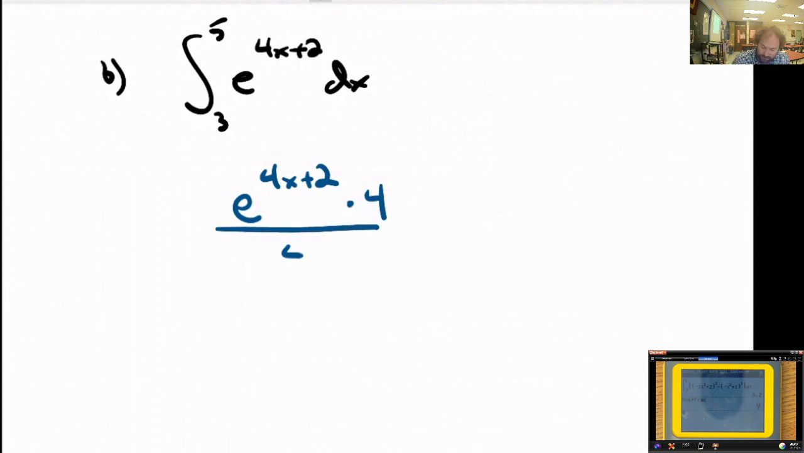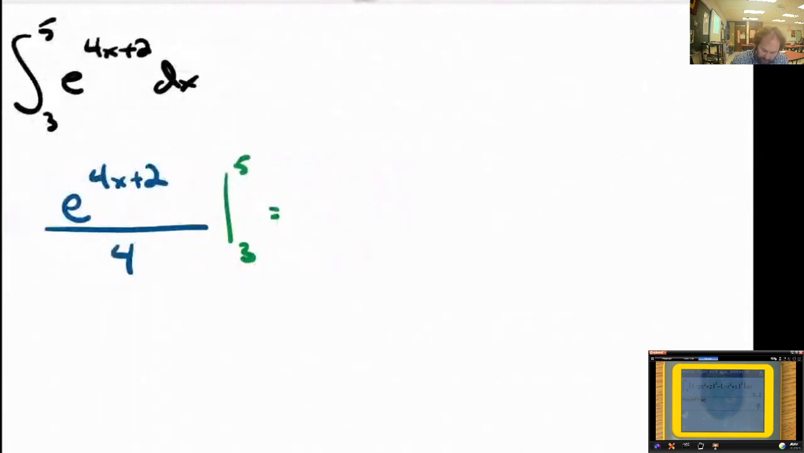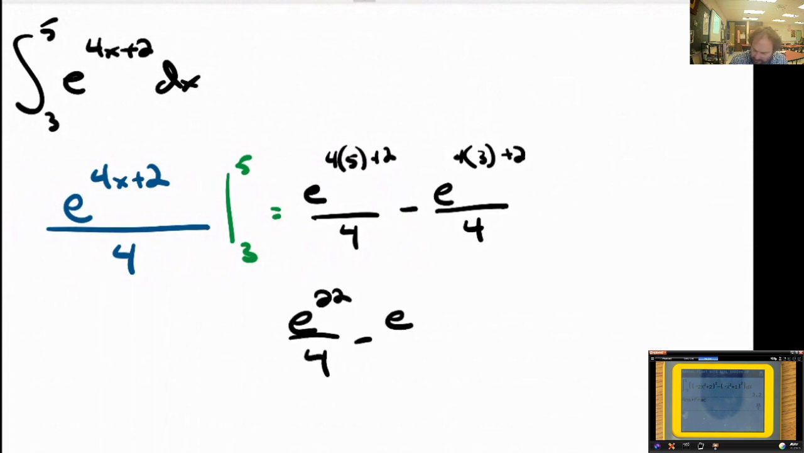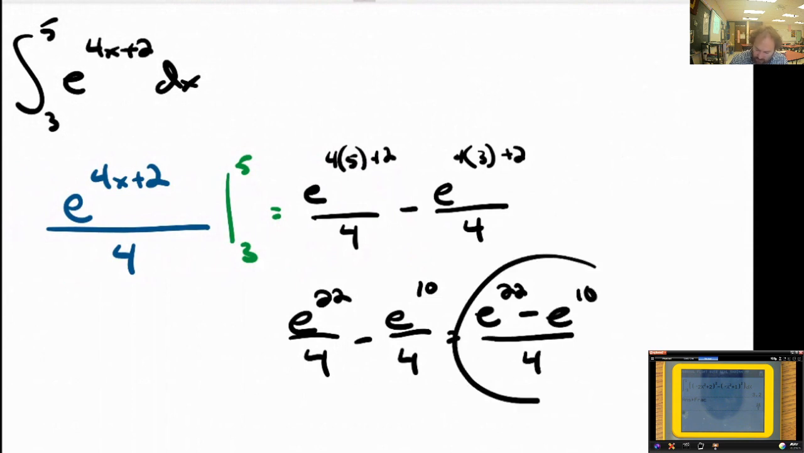So let's divide it by 4. And that way, we'll set a trap for that 4 that'll pop out. So I think this is our antiderivative. We're going to evaluate this for the values 5 to 3. Don't panic too much because we're probably just going to leave it as is. We have e to the 4 times 5 plus 2 over 4 minus e to the 4 times 3 plus 2 over 4. And so this is going to be e to the 22nd power over 4 minus e to the 10th power over 4. And I guess you could consolidate e to the 22nd minus e to the 10th over 4, but that's as far as it's going to go. We don't really need to worry about anything beyond that for this problem.